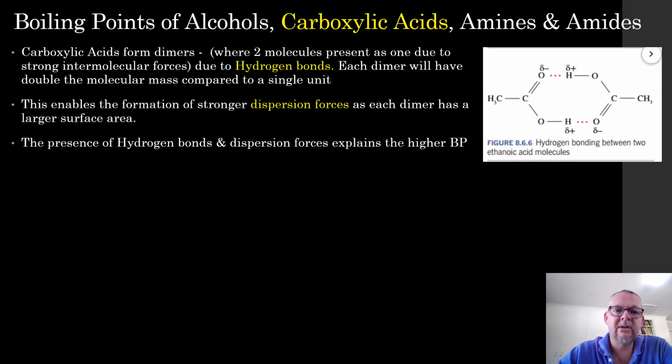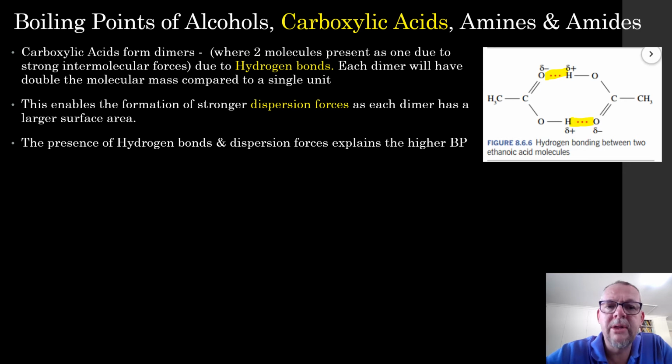Let's talk about now carboxylic acids. These guys are interesting. They form dimers. And essentially that's where two molecules present as one molecule due to a strong intermolecular force, and that strong intermolecular force is, of course, the hydrogen bonding here. So if we've got two ethanoic acid molecules, instead of presenting as one ethanoic acid molecule, it's going to present as a double. So it's a dimer, and that's due to that hydrogen bonding there.